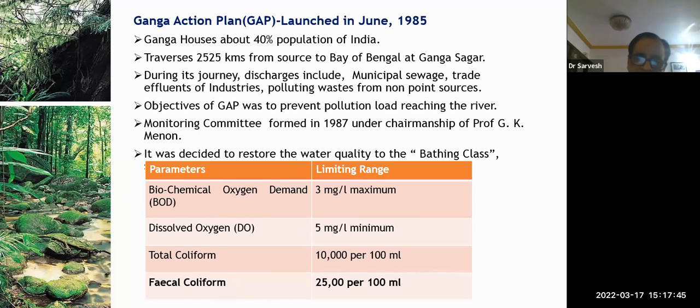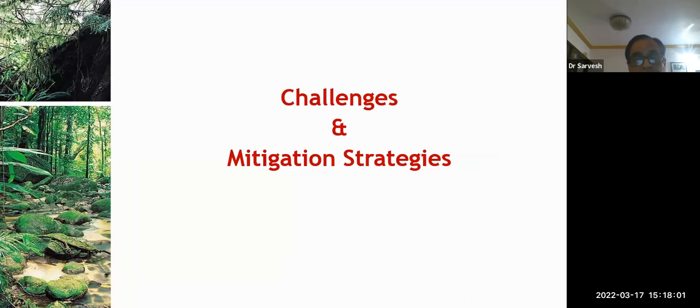In fact, regarding dissolved oxygen, I would like to mention that whenever the level of the dissolved oxygen falls below 3 ppm, that is termed as the stress level, then it starts affecting the aquatic animals and aquatic organisms. Now, during the development course, that imposed many challenges, and people and countries came out with the mitigation strategies as well.